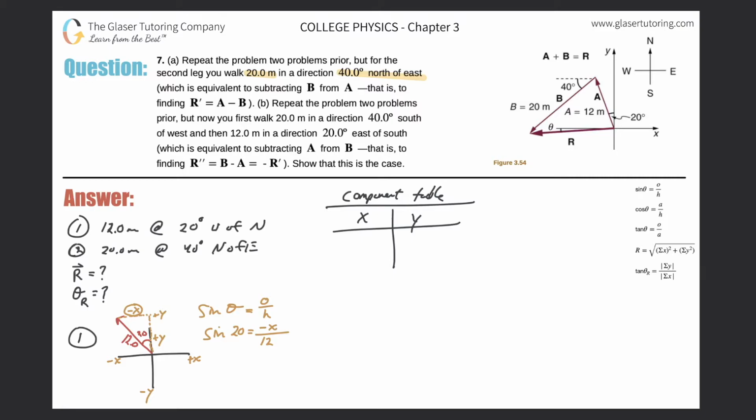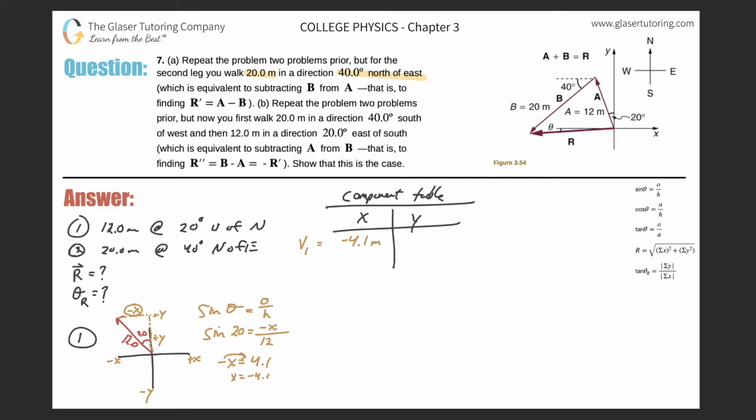So let's do sine of 20 multiplied by 12. It's just a cross multiplication. So negative x will equal 4.1. Remember to throw the negative on there. So my x component is going to be negative 4.1. For my first vector, vector 1, its x component is negative 4.1 meters.